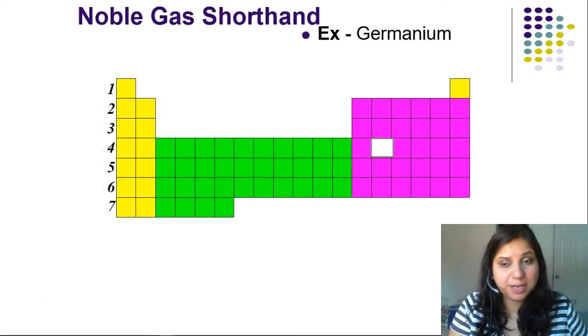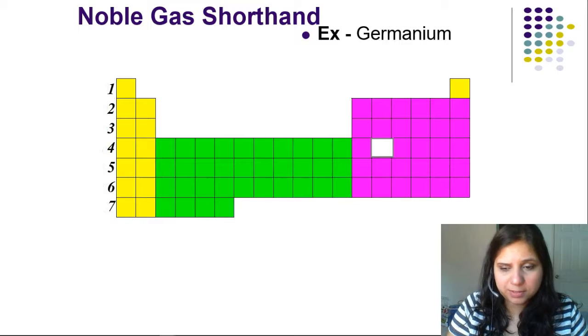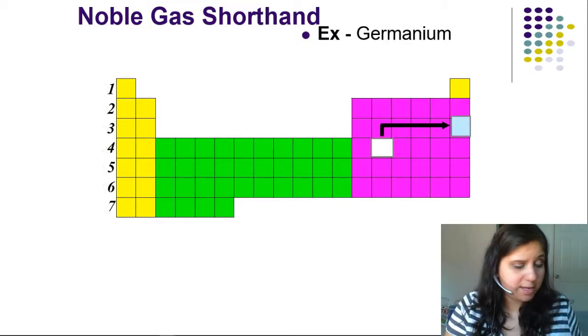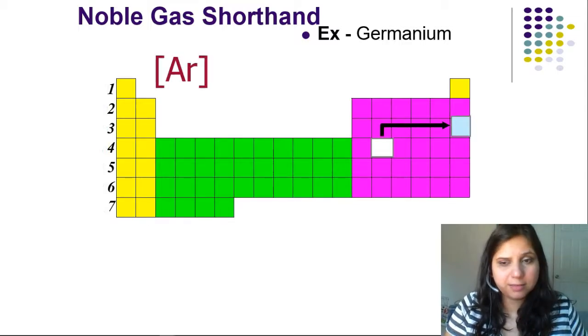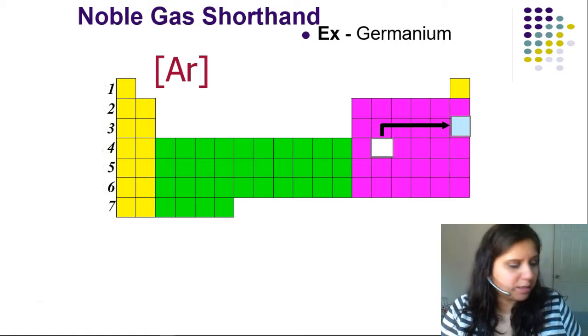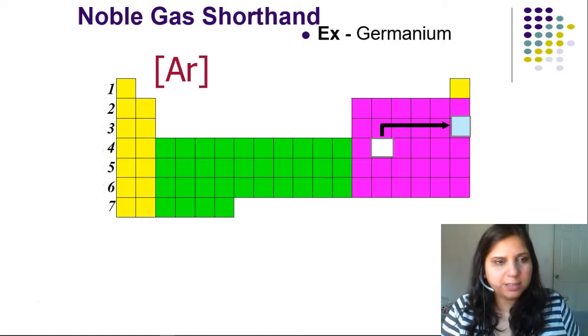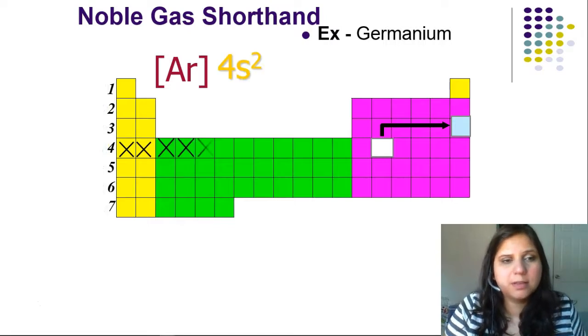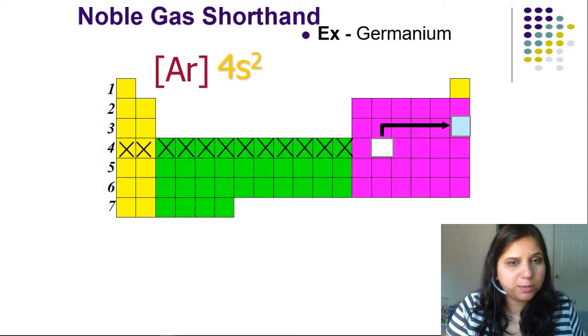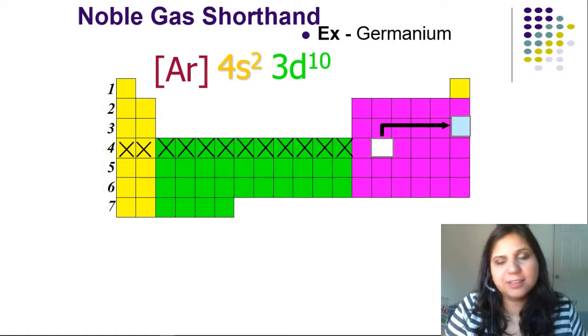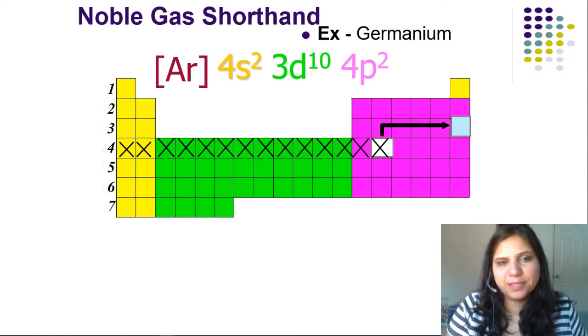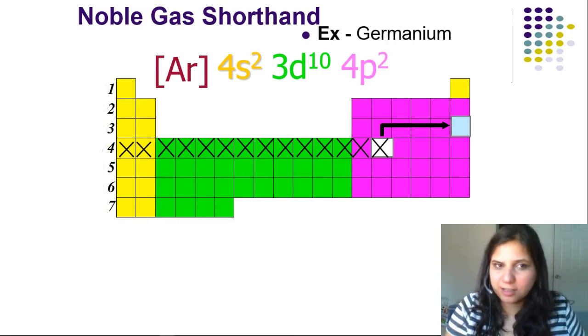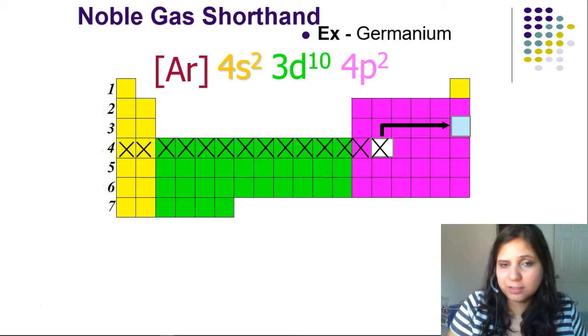All right, we'll try another one, germanium. So up and over to that noble gas, that is argon. So put argon in brackets. Now our starting point is after argon, so we write argon down, and then we're in the 4th row, S block, 2 steps. This is the 3d, 10 steps. And then to get to germanium, we're back to the 4th row, P block, 2 steps. Okay, so it should seem easier than even yesterday.